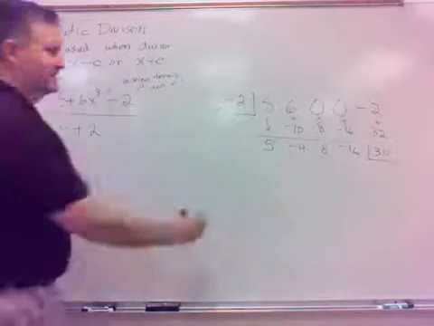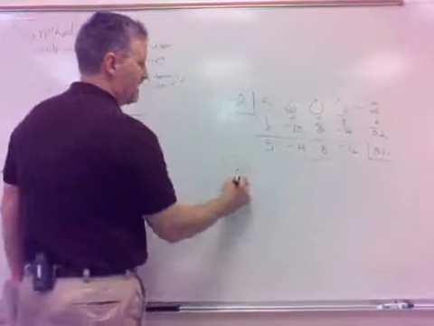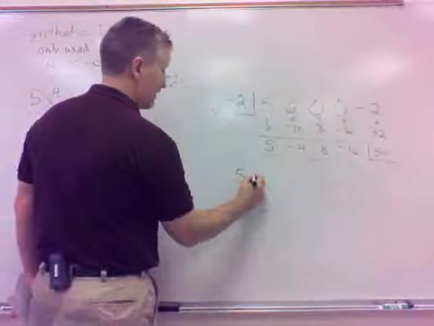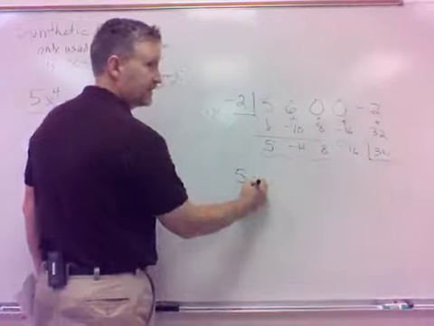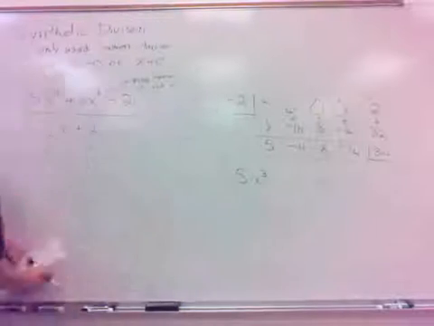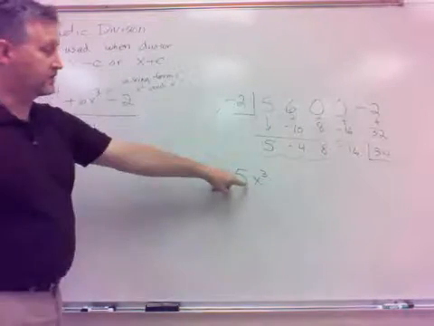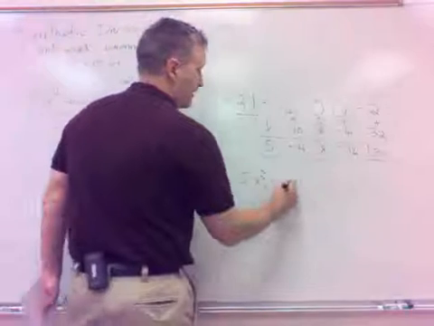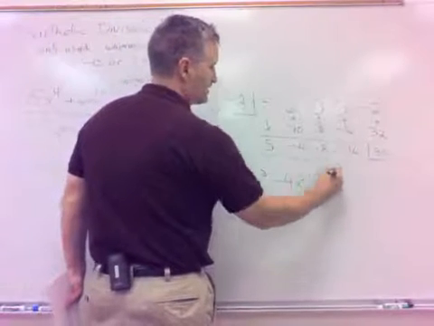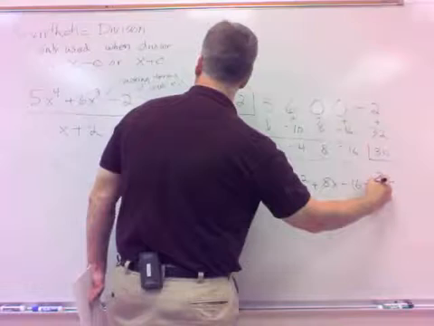What's my quotient? Well, it's these coefficients. 5 would be the coefficient of x to the what? 3rd? 1 less degree than you start with. So we start with x to the 4th. So the quotient is going to be 5x to the 3rd. Then minus 4x squared plus 8x minus 16 plus then 30 divided by x plus 2.